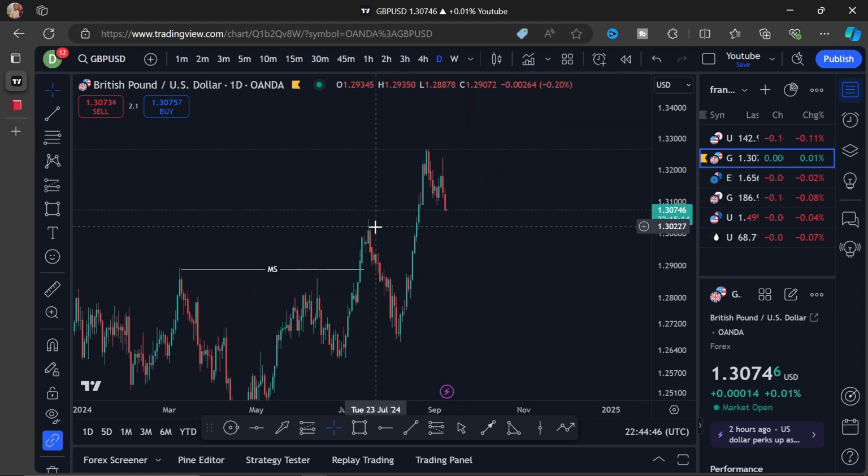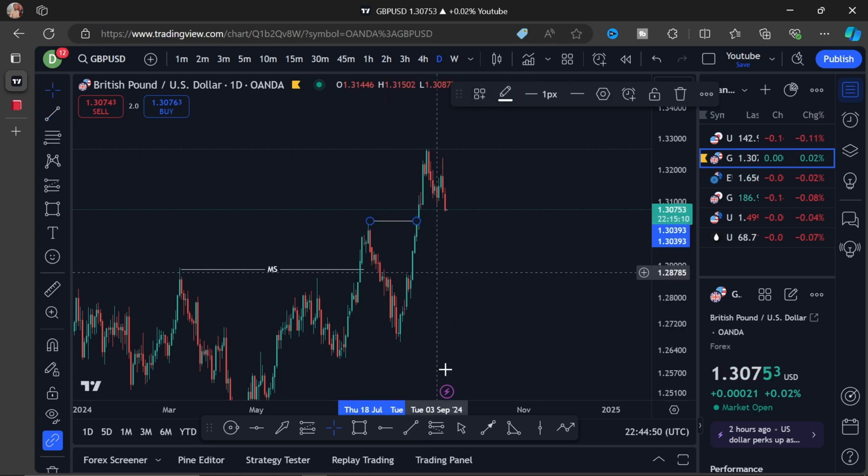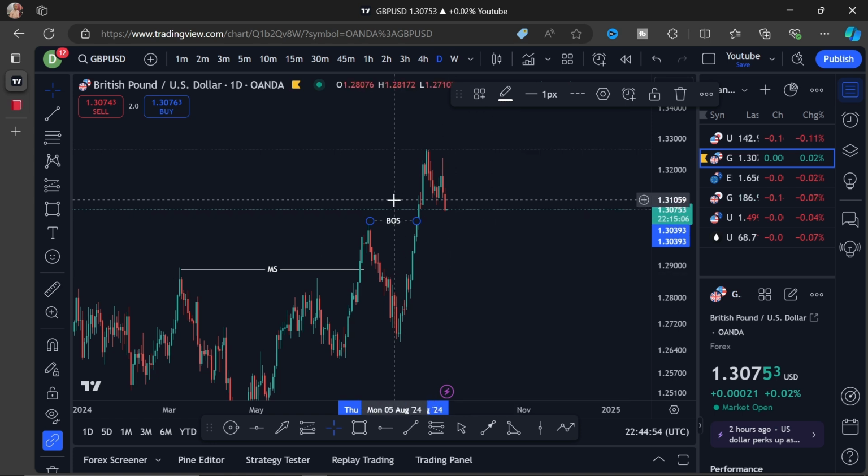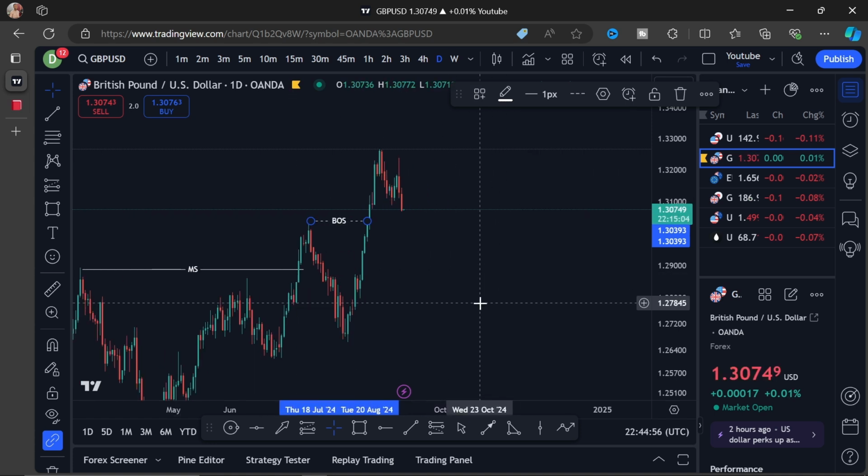And now after this, same on the daily time frame, we can clearly see that the market gave us a break of structure at this point here. A break of structure at this point here. Now, with these two in mind already, we can tell that from the daily time frame, the market looks so much like an uptrend.